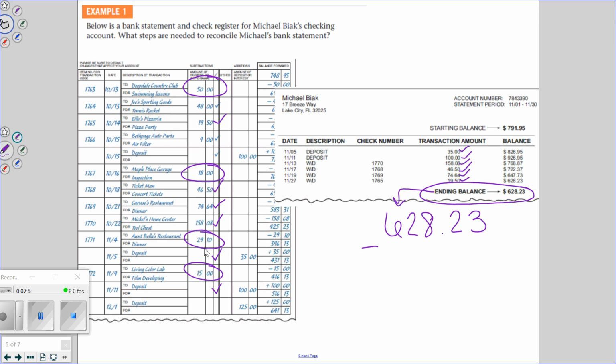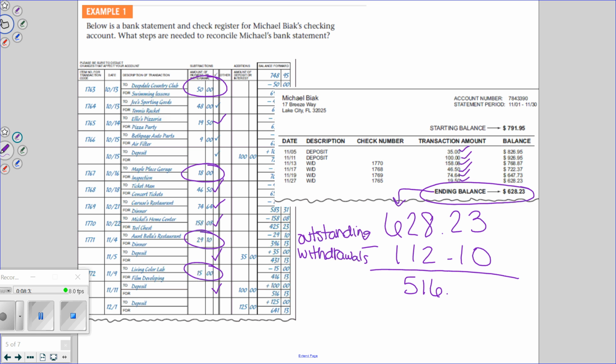So you're going to grab your calculator, and I'm going to total those up so I can see what they are. I had a 50, 18, 29.10, and 15. So altogether that was 112.10. Those were my outstanding withdrawals. Okay, so we'll subtract that off. Minus 112.10. So 516.13.